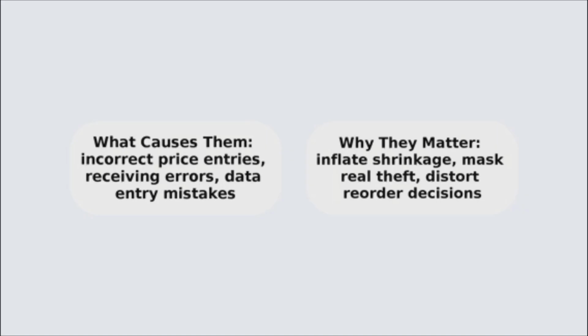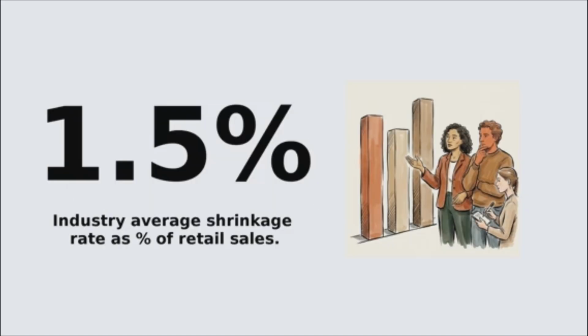Here's how we measure shrinkage as a percentage of total retail sales. The industry average hovers around 1.5%. That's your benchmark, the line you watch. Whenever a store, department, or product category consistently exceeds that threshold, it's a clear sign that something specific is causing the loss. Tracking shrinkage by location, by category, and by time period, that's how you turn raw data into intelligence you can act on.